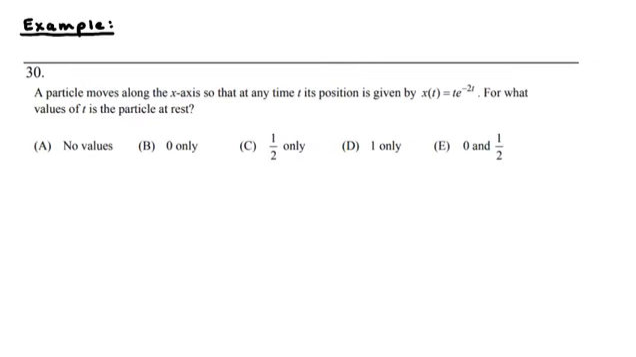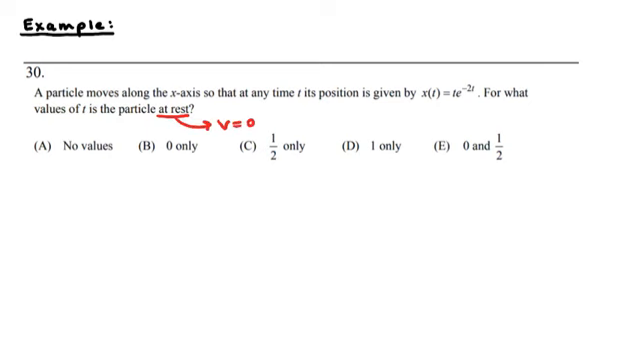All right, the last example I've got is number 30 in your multiple choice packet. A particle moves along the x-axis so that at any time t, its position is given by x equals t e to the negative 2t. At what values of t is the particle at rest? Oh, I remember this one. This one's good. It comes back with some factoring. It's a little different. Okay, at rest, to me, means v equals 0.